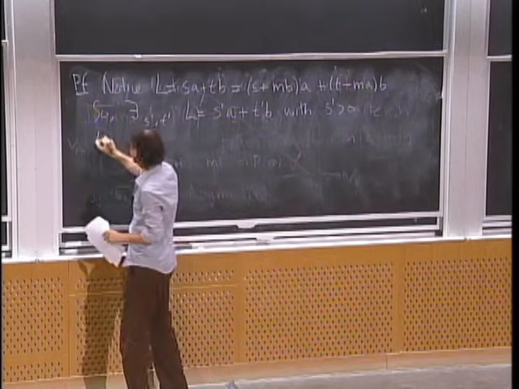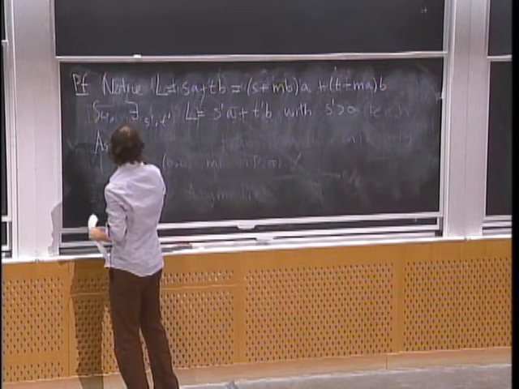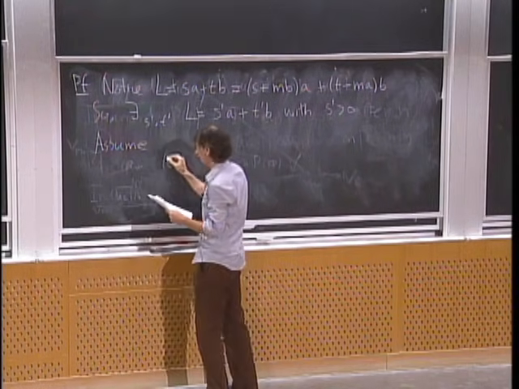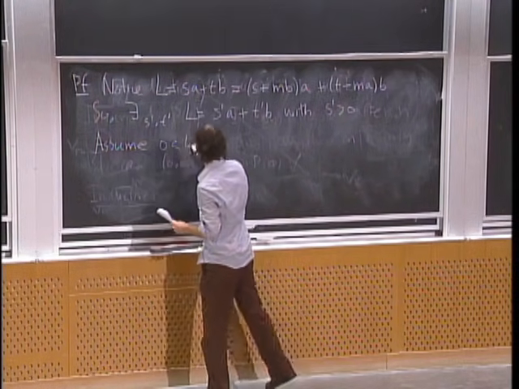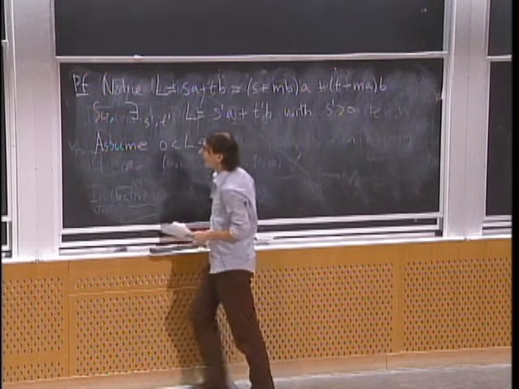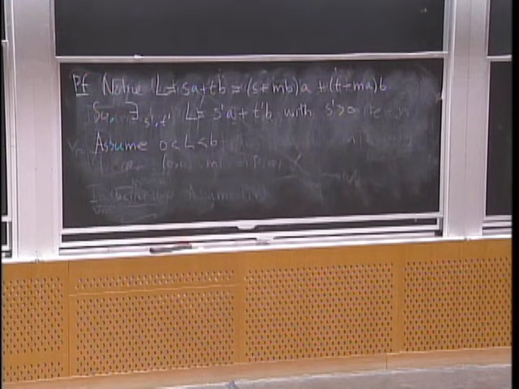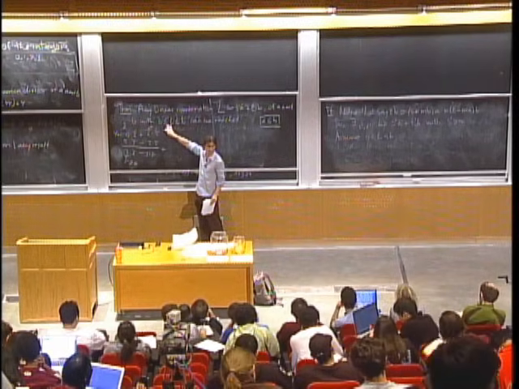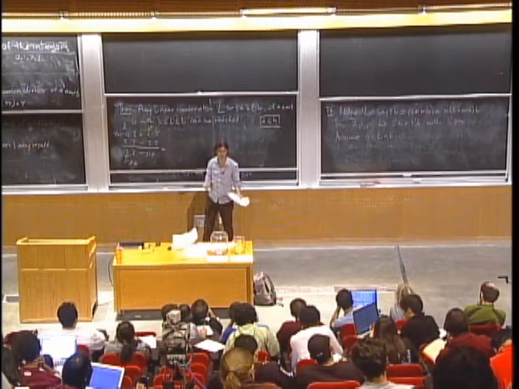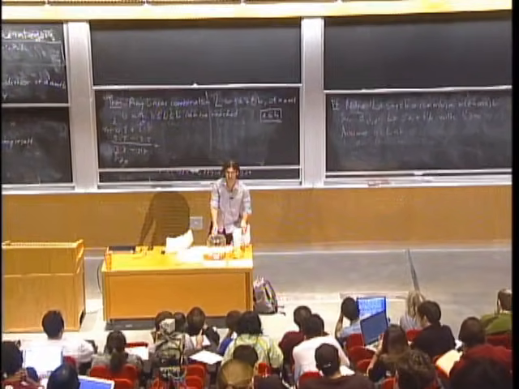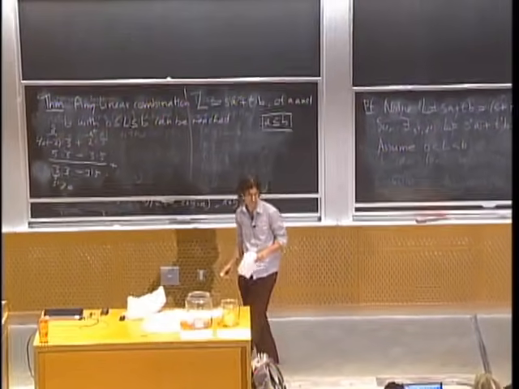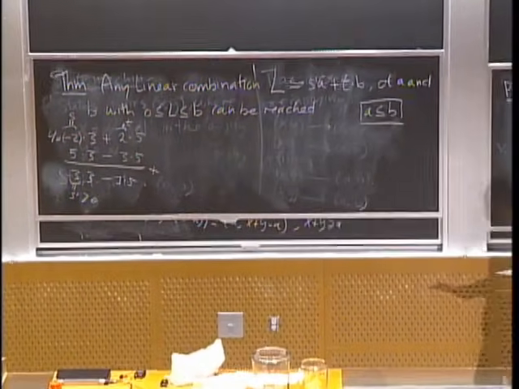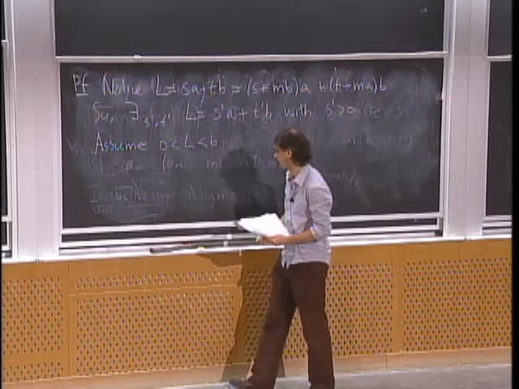So let's assume that 0 is less than L, is less than B. I know that in the theorem we also consider the cases L equals 0 and L equals B, but those are obvious, right? I can either empty the jugs or just fill up the bigger one. So we will consider just this case.